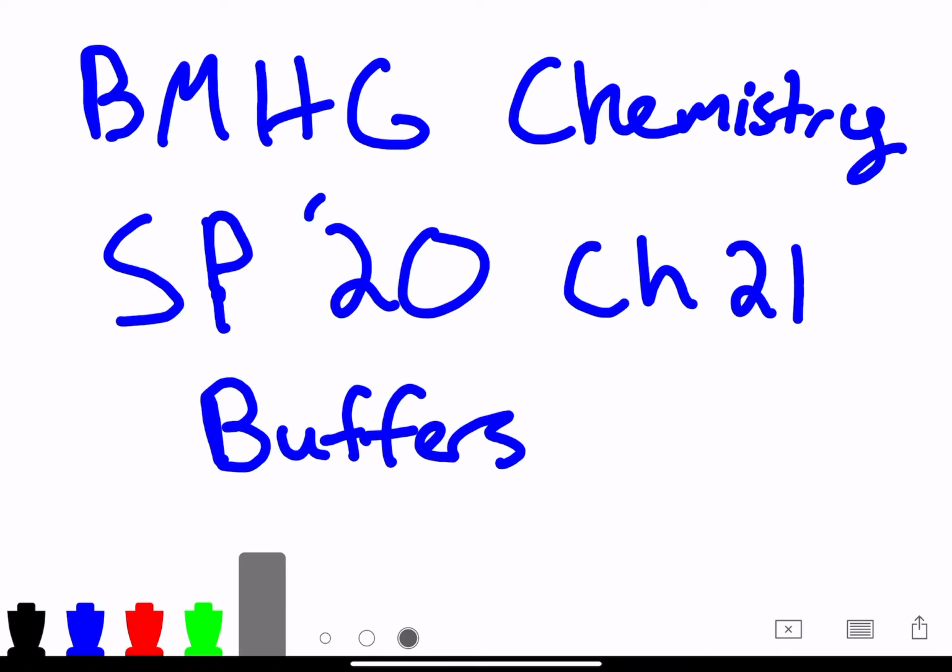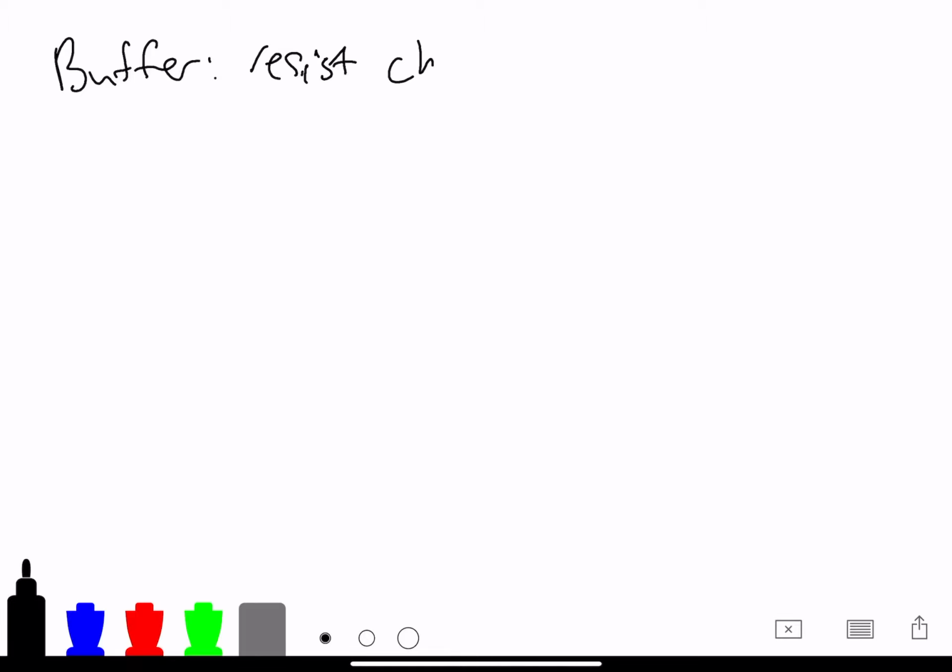So, what is a buffer? A buffer solution is something that is going to resist changes in pH. These are really important for biological systems because a change in pH can cause denaturation of proteins and them to lose their function, and then the organism that those proteins belong to can die.